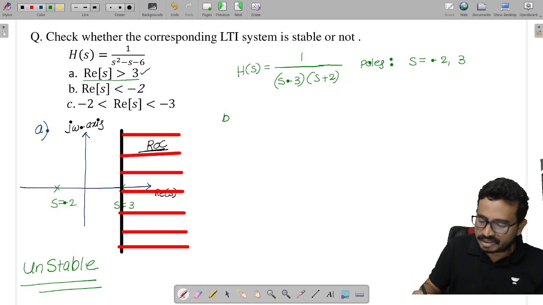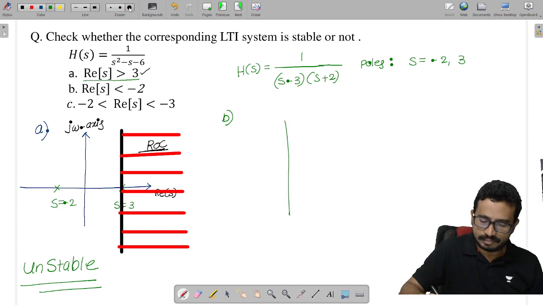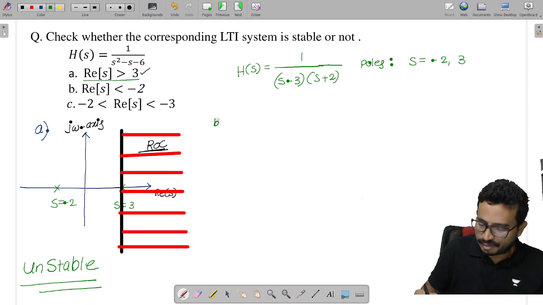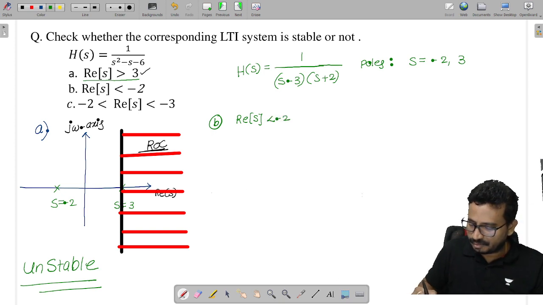Now you tell me the second case here. In this second case, see what is going to happen. Here they have given this ROC, which is given as less than -2. Tell me what is happening here.